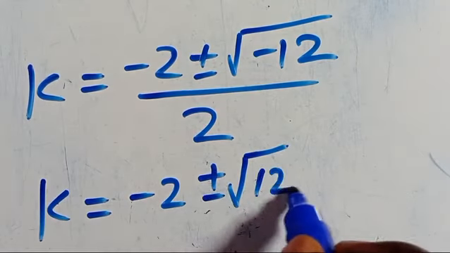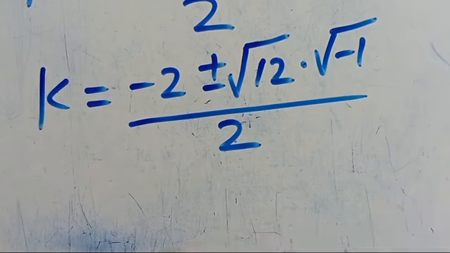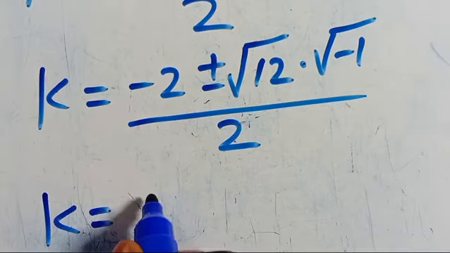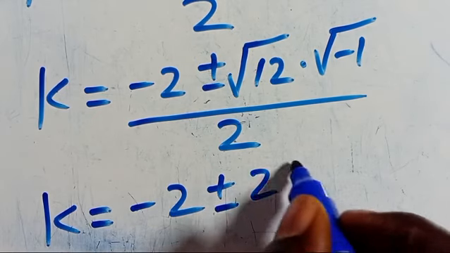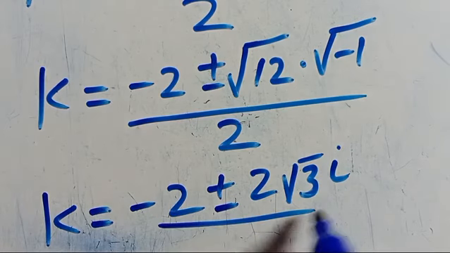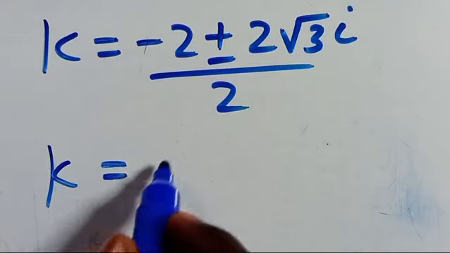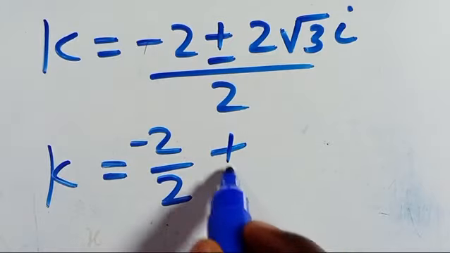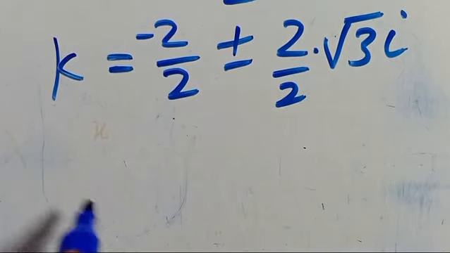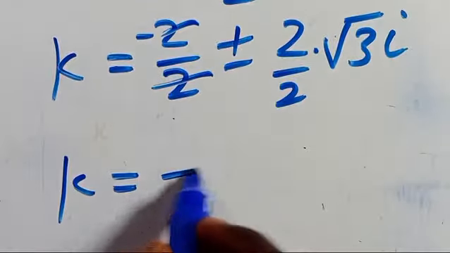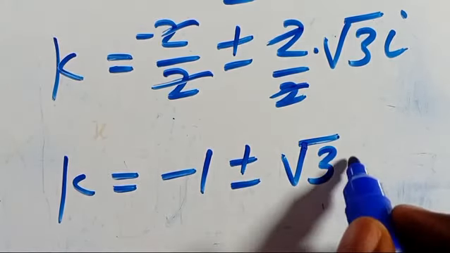So k will be equal to minus 2, positive or negative, root of 12 multiplied by root of minus 1, divided by 2. So we have k equals minus 2, positive or negative, root 12 will give us 2 multiplied by root 3i, divided by 2. So we have k equals minus 2 divided by 2, and this 2 divided by 2 multiplied by root 3i. K will be equal to, this will cancel this, minus 1, positive or negative. This also cancels this. We have root 3i.